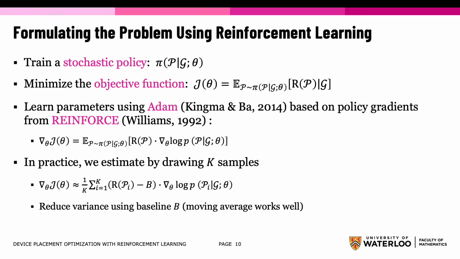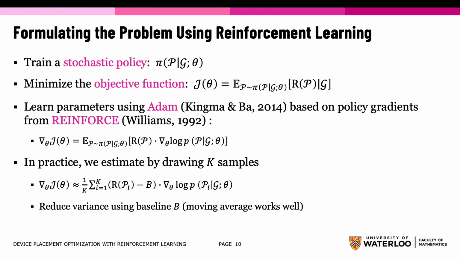Now let's formulate the problem using reinforcement learning. We want to train a stochastic policy, so let's call that pi of P given G and theta. We also want to minimize the objective function, so let's define one. Our objective function will be J of theta, which is equal to the expectation over placements drawn from the stochastic policy of the execution time R of P given G. The authors propose the use of Adam optimizer along with policy gradients from REINFORCE.